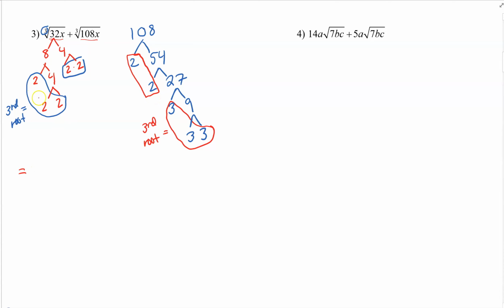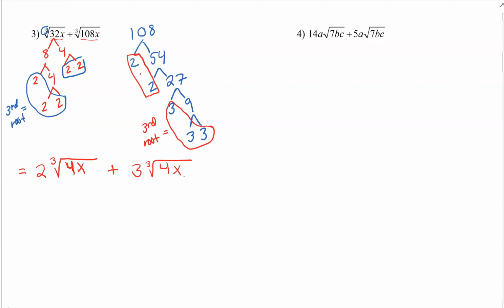Okay, so let's see what I've got here. For this first one, I can take out the 2 because that's a perfect third root. And then under the cube root sign, I have to multiply these other 2's back together, right? 2 times 2 is 4. So I've got a 4x under the cube root sign. And then that's being added to the cube root of 108x. But 108 is the factors of 2 times 2 times 3 times 3 times 3. So the 3 times 3 times 3 makes a perfect third root. I can take a 3 out. And then I have to multiply these 2's back together again, right? 2 times 2 is 4, and then there was an x in there as well.